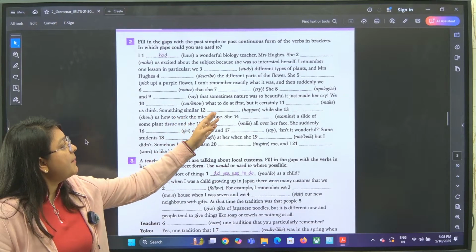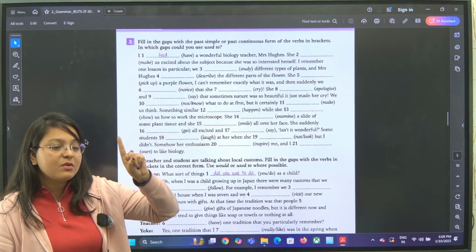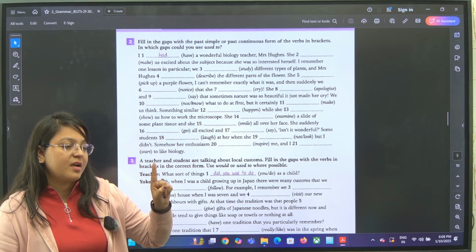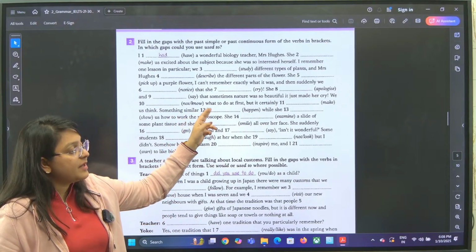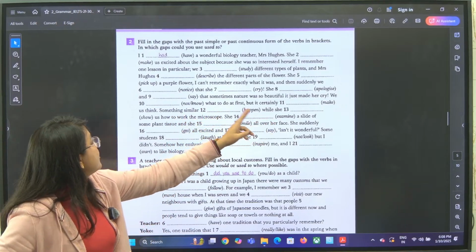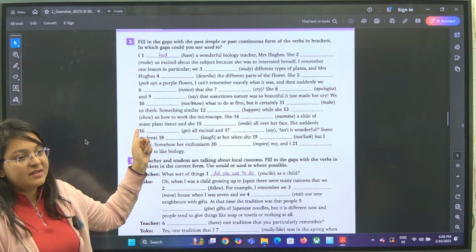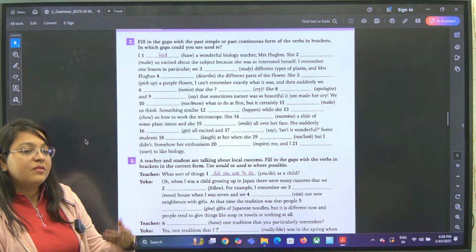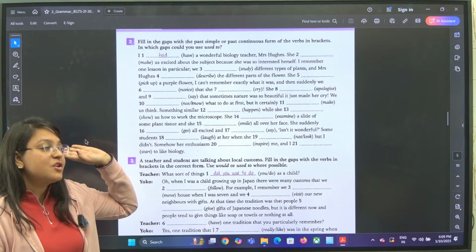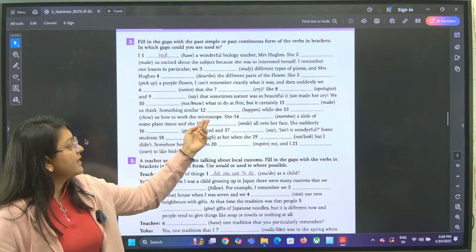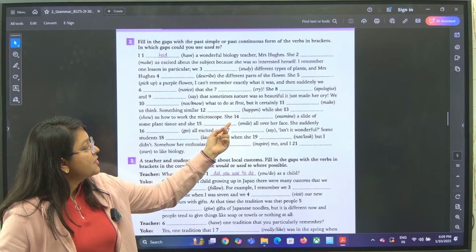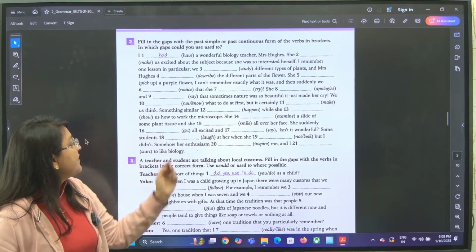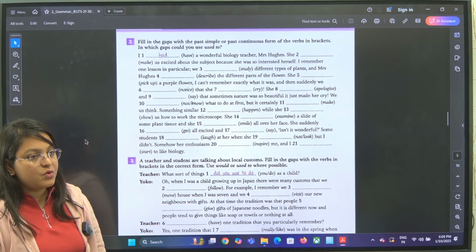No, something similar happened because now this is also one incident he's talking about. Okay. Why? So something similar happened while she shows us. Q shows. Shown. Yes, she was showing us how to work the microscope. She dashed a slide of some plant tissue.